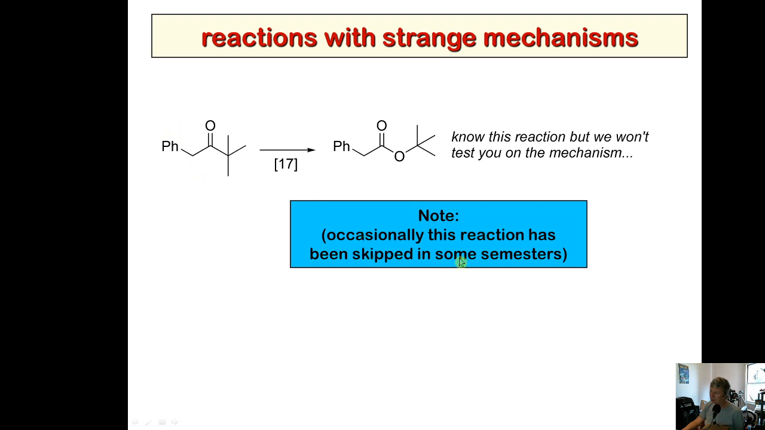The Baeyer-Villiger oxidation. Probably not going to be on the exam, but just fun to look at. Maybe review the mechanism for fun. It was a peroxy carboxylic acid. I think it's like HOO, and then the C double bond O, the CF3, I think. So it's a peroxy carboxylic acid, HOO, C double bond O, and then like CF3. It was a pretty cool mechanism, and it was in chapter 17.